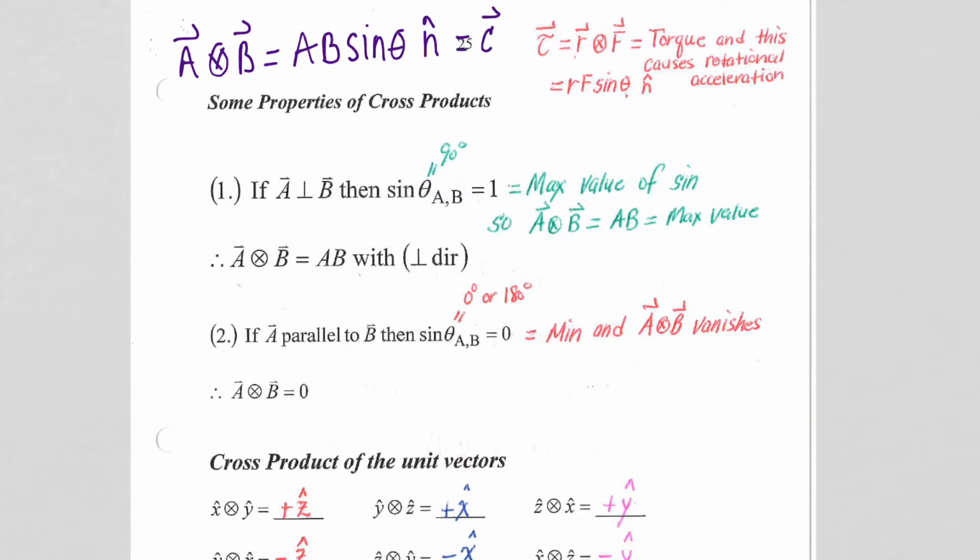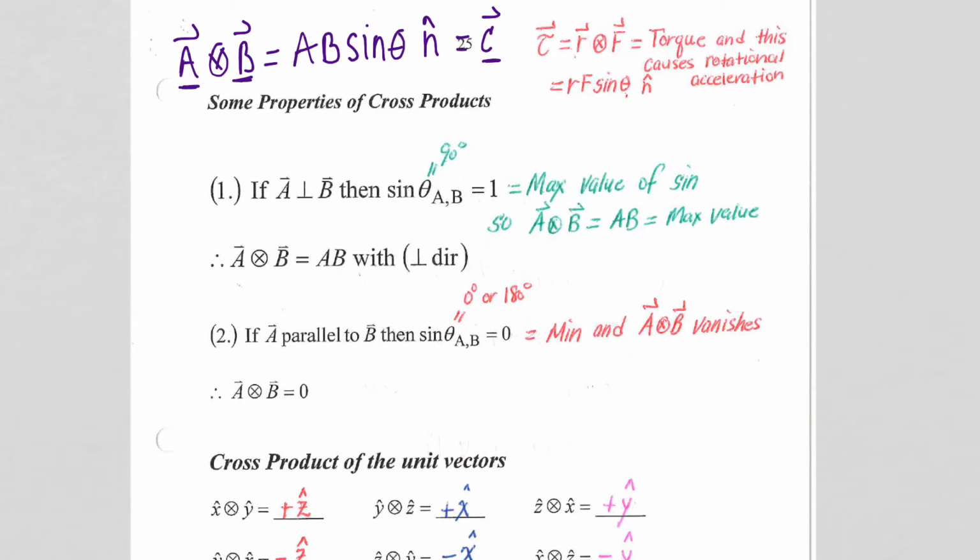We said that was our vector C, and because our right-hand rule is based on that karate chop right-hand rule, the vector C is always perpendicular to the plane made by vector A and B when you draw them from a common origin.